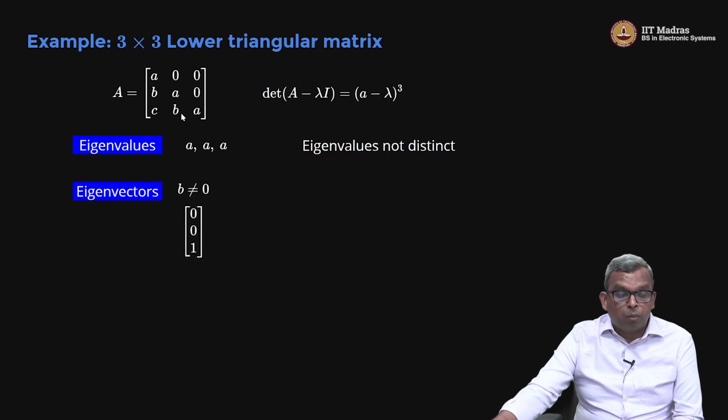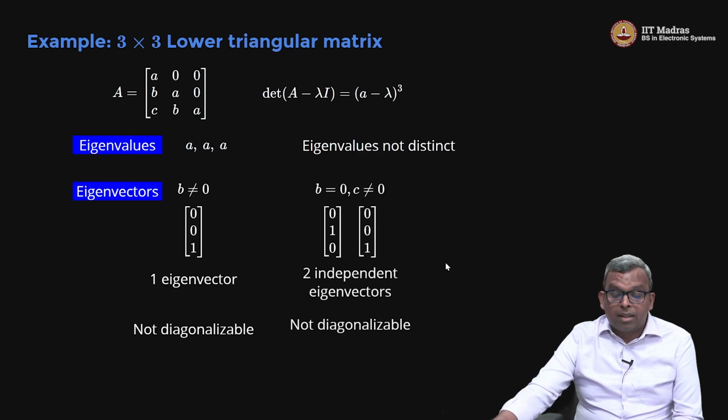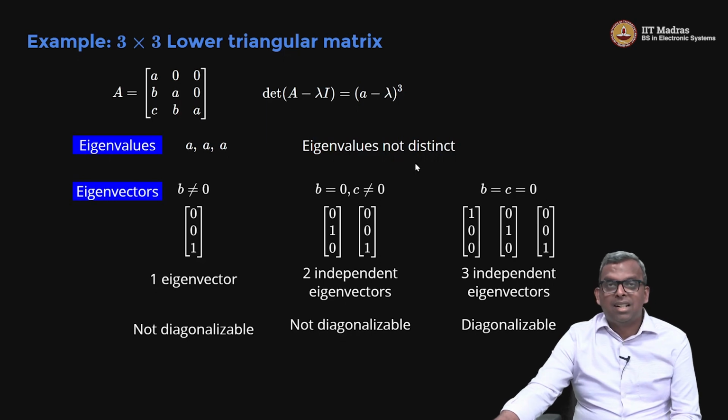If b is not 0, when you do A minus small a times I, the diagonal values will go to 0, so you'll get 0, 0, 0. If b is non-zero, you have 2 non-zero values here, which means the rank is 2, nullity is only 1, so you'll get only one independent eigenvector, so this will not be diagonalizable. If b is 0 and c is not 0, you will get only 2 eigenvectors, because the rank of A minus small a I will become 1 and nullity will become 2. Again, it's not diagonalizable. The only way this is diagonalizable is if b and c are 0. Clearly the matrix itself is then diagonal, and you can also find that there are 3 independent eigenvectors.